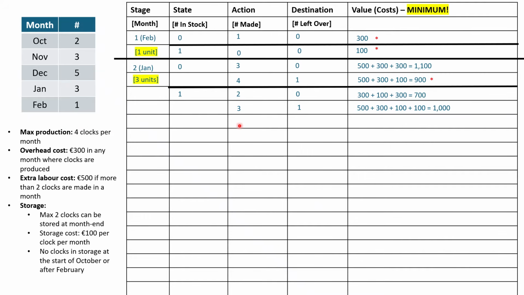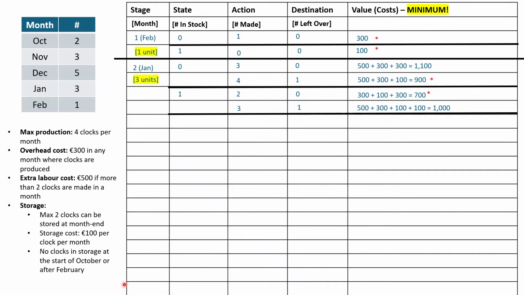And the answer is no, because if I put 4 here, I'll have 2 left over, but I can't bring 2 through to February. It's not possible because February only needs 1, so I can't go to 4. Although I could produce a 4th, I can't have that extra 1 left over. So this means I've only 2 values, 700 is my optimal value, and that's all I can do if there were 1 in stock. But there could be more than 1 in stock.